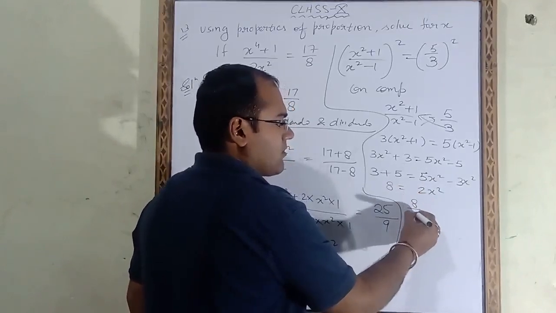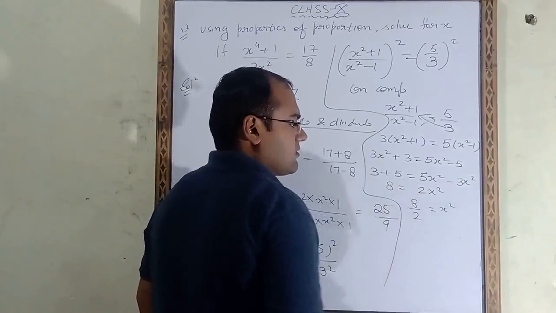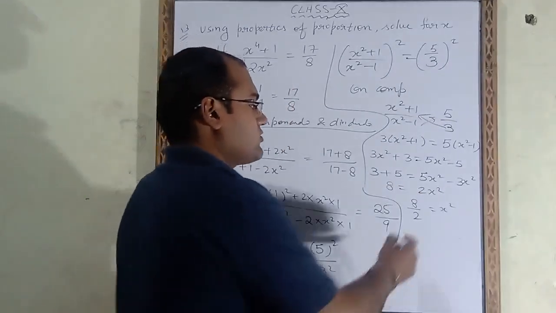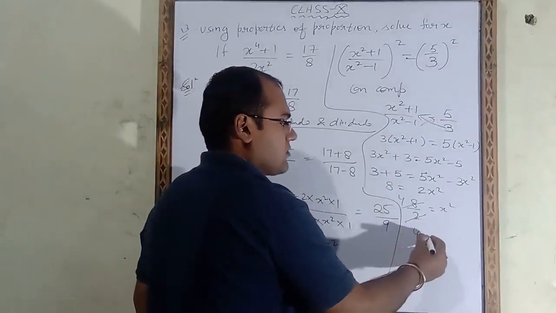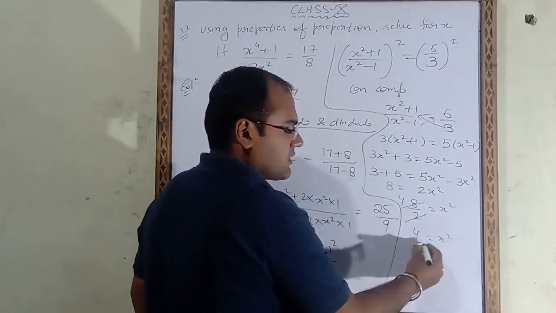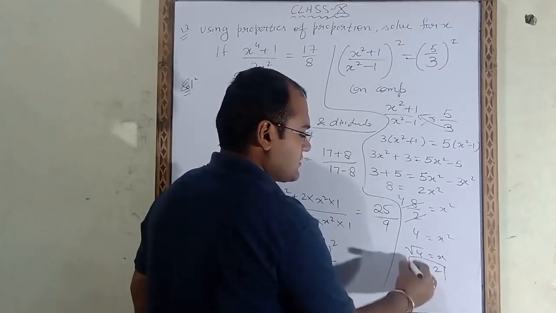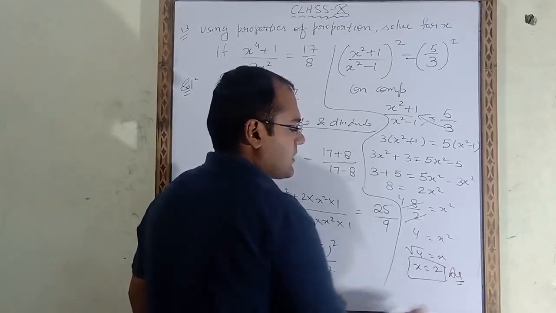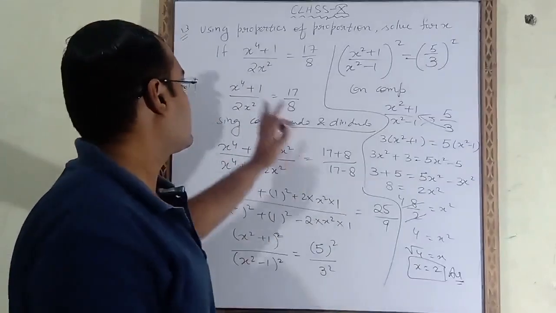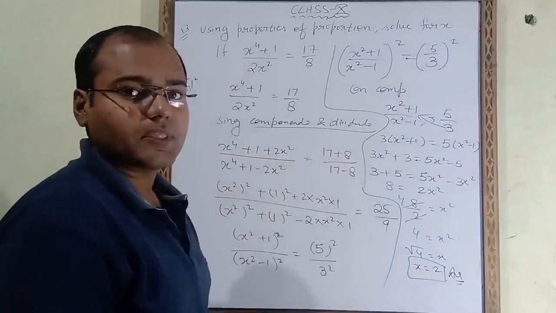So 8 upon 2 is equal to x square. So we will cancel it. 4 is equal to x square. On removing this square we will take square root. That means x answer is 2. So like this you have to do this question number 13.